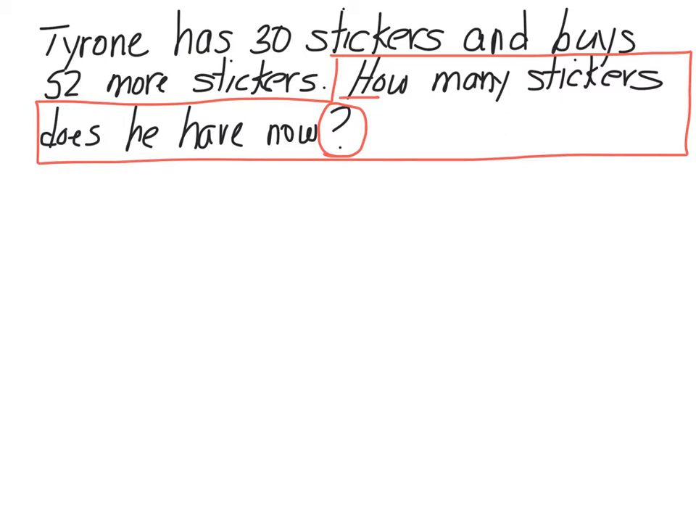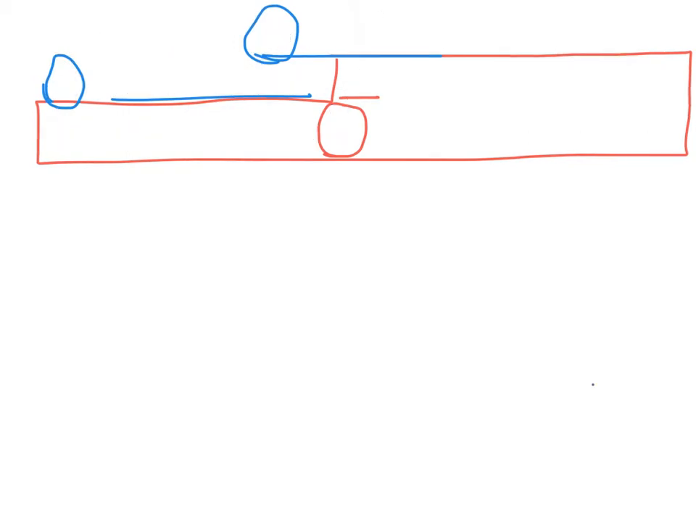And what information can we use to help us solve this problem? Well, let's go back to the word problem and reread and figure out what information we can use. So, going back to the word problem, it reads, Tyrone has 30 stickers. And he buys 52 more stickers. We could definitely use that information. So let's go ahead and draw a quick picture to help us solve this word problem. So let's go ahead and draw a quick picture for 30.